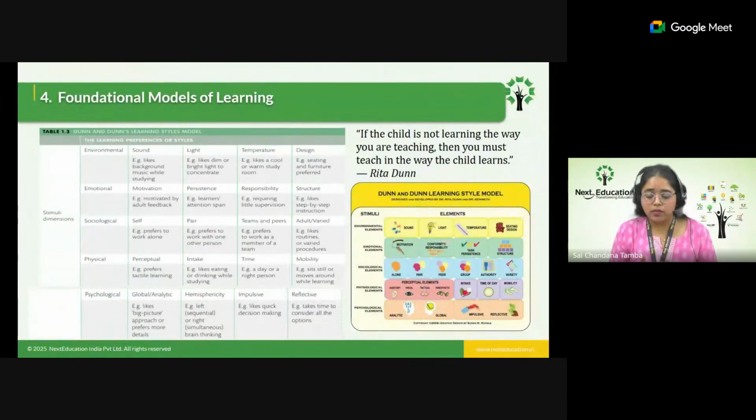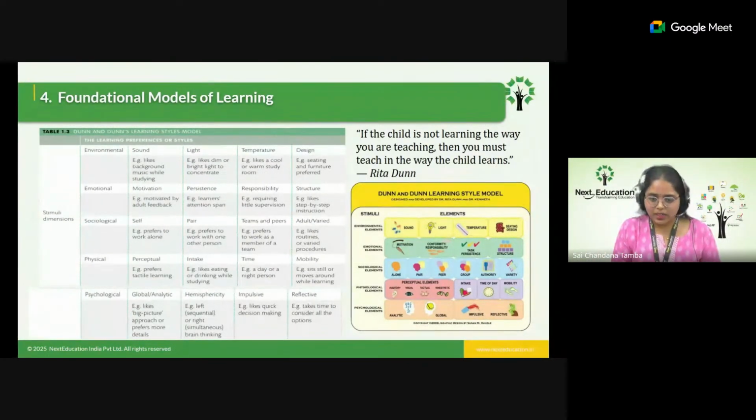So tactile, even kinesthetic, when we say some people prefer to walk around and learn things, some people prefer to sit and study. So there are various ways in which students need their environment to be, and their physiological elements to be when it comes to learning. And also the time of the day, some prefer to read during daytime, some prefer in the midnight, etc.